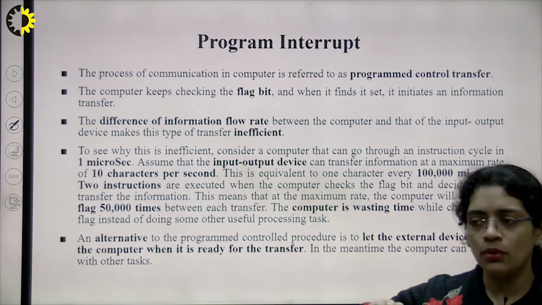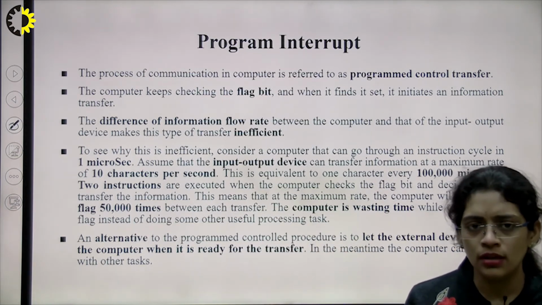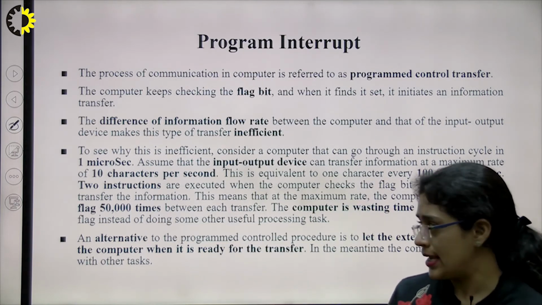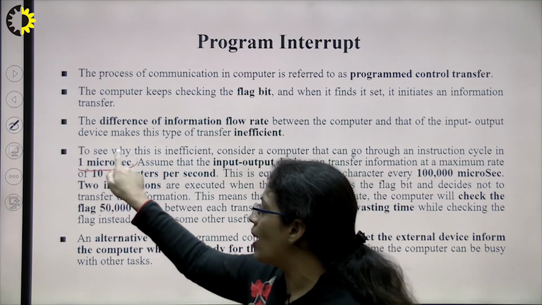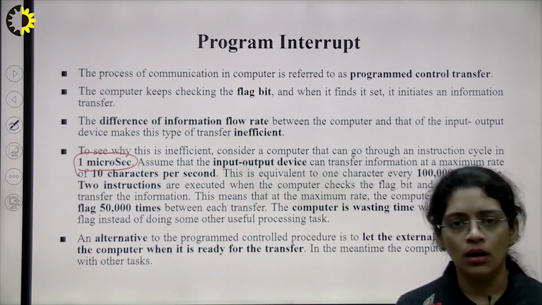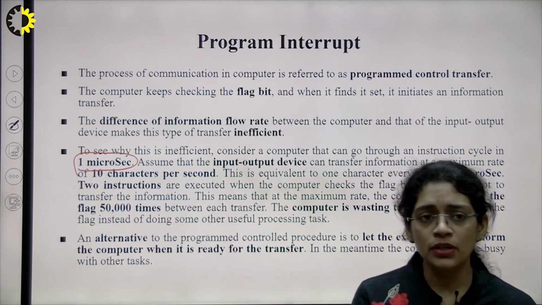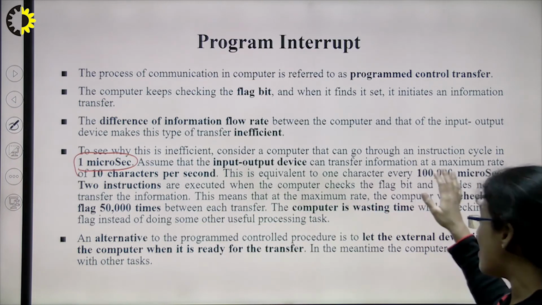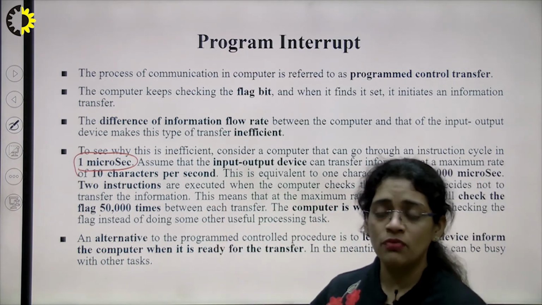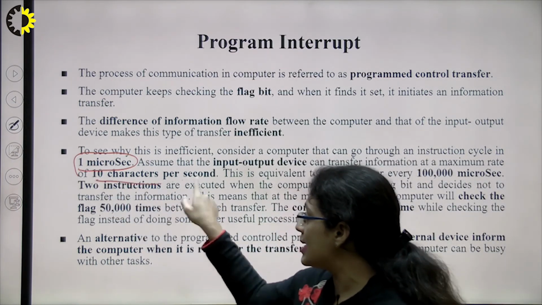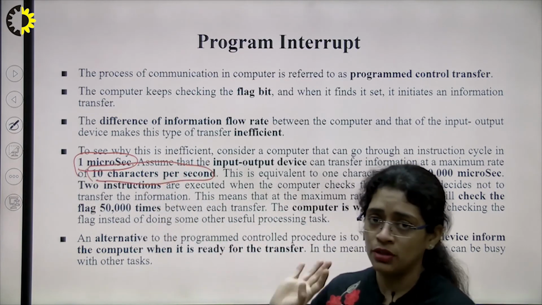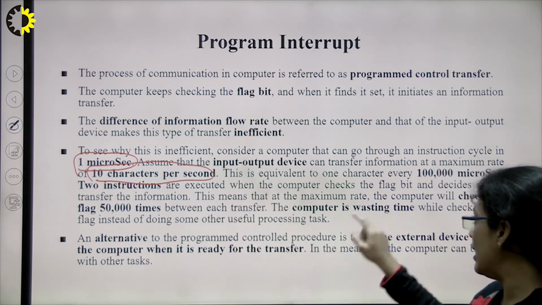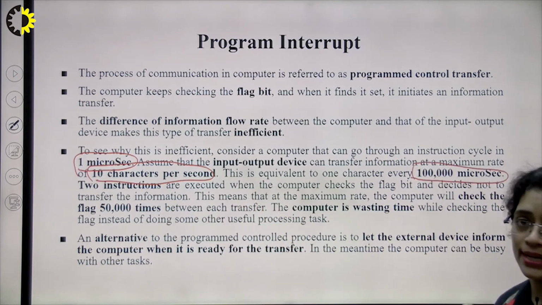Suppose we have a processor, and for executing any instruction in an instruction cycle, the processor takes just 1 microsecond. So this is the speed of the processor. But if we talk about any input output device, on average, suppose the maximum characters a human can give is 10 characters per second. That's the speed of the input device. And these 10 characters per second means it will take 1 lakh microseconds.